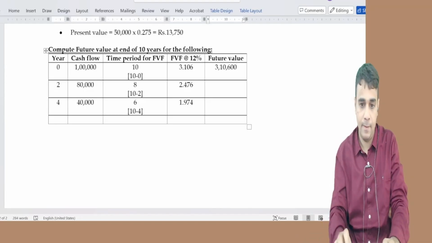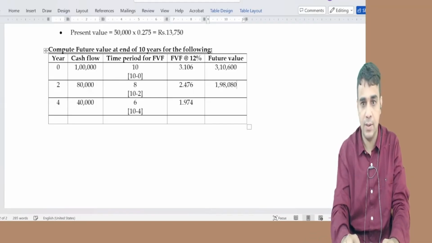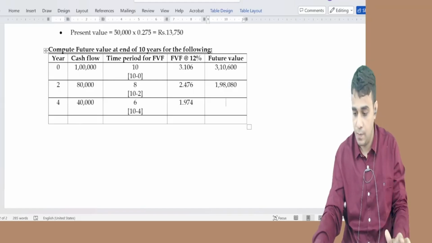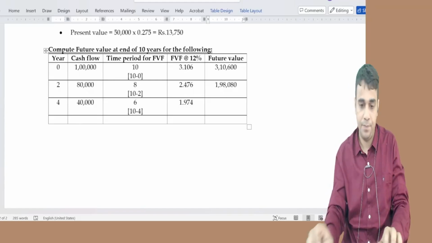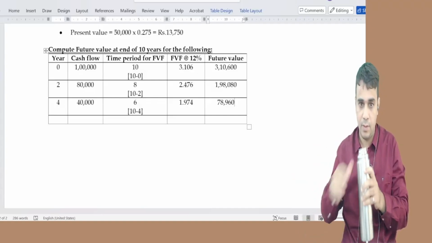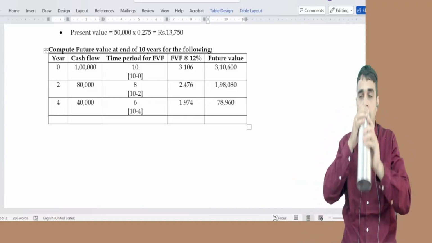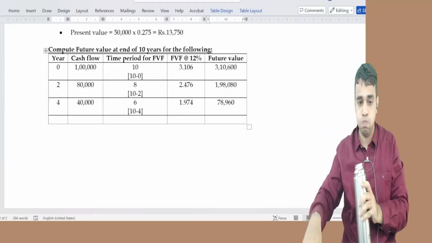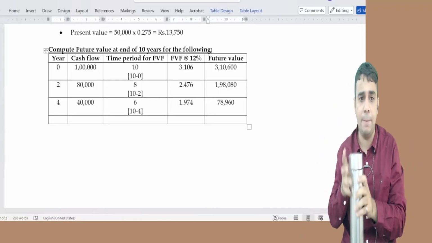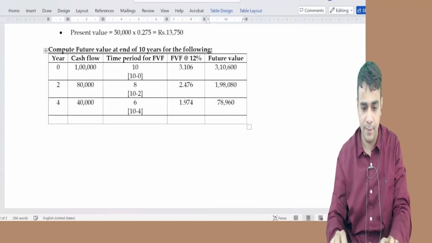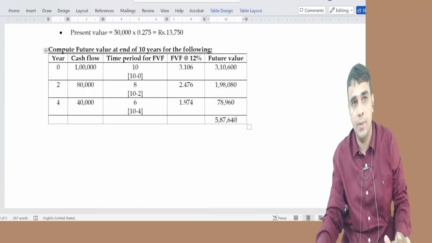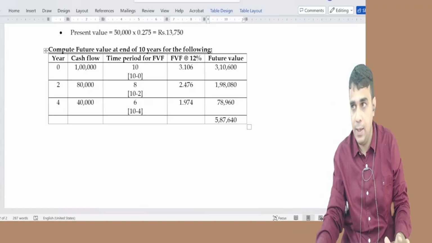2.476, 198,080. 78,960. Any doubts in this? How you got these numbers? By doing a multiplication. Total which I've got in live online is 587,640. Any doubts in this? Clear? Can we proceed? Any doubts in this? Done.